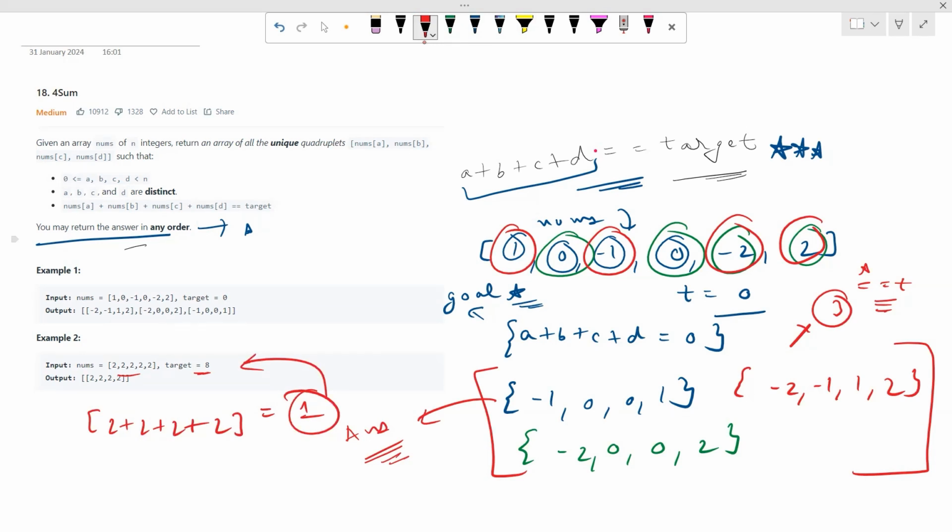I hope all of you get what we need to do in this problem. We need to find four numbers such that their sum will be equal to the target value, right? So now let's jump into the approach and try to figure out how we can solve this question, right?